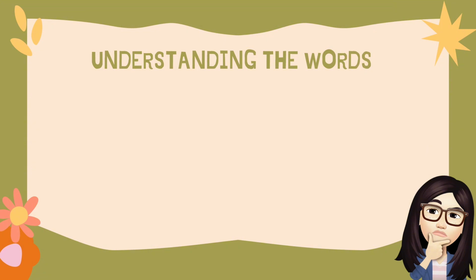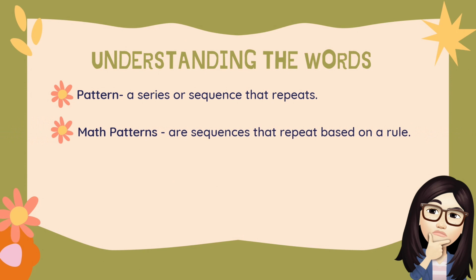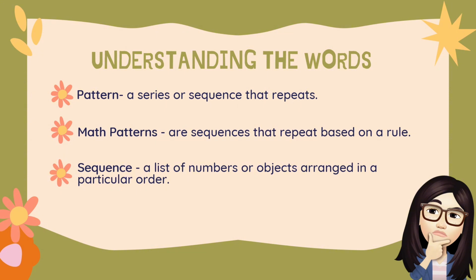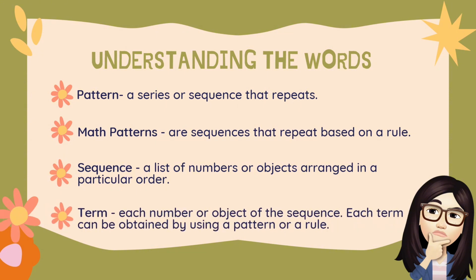Before we proceed to our lesson, let us first understand the following words that we are going to encounter as we go on with the lesson. First, pattern. Pattern is a series or sequence that repeats. Math patterns are sequences that repeat based on a rule. Sequence, a list of numbers or objects arranged in a particular order. Term, each number or object of the sequence. Each term can be obtained by using a pattern or a rule.